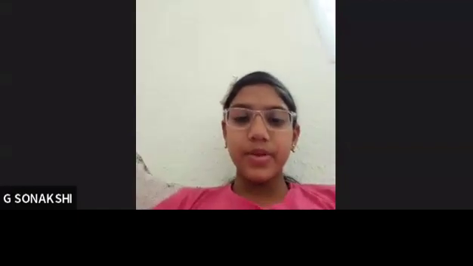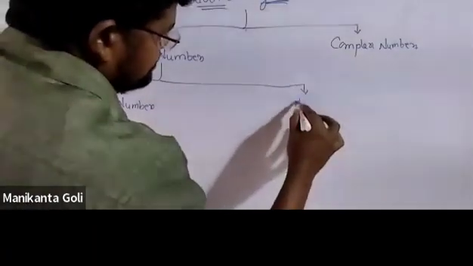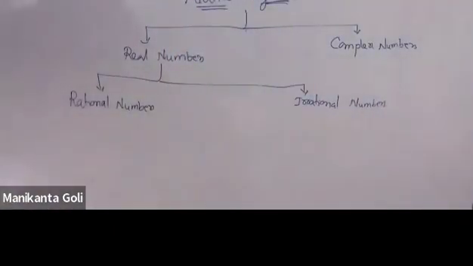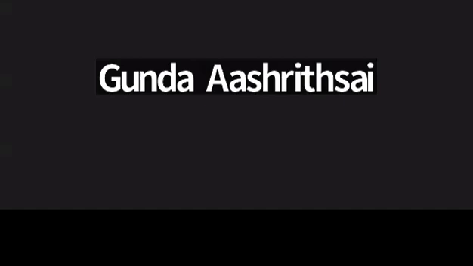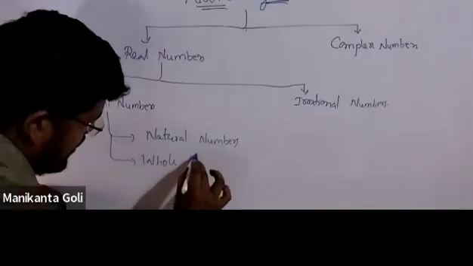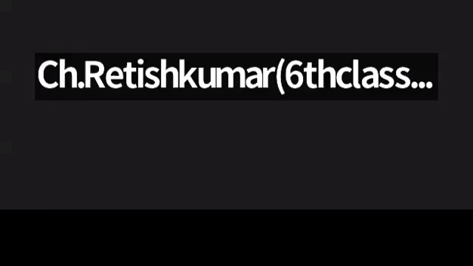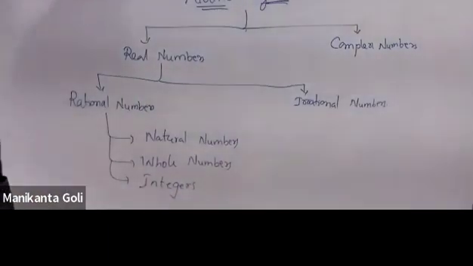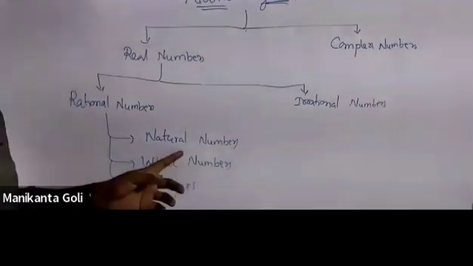Rational numbers and irrational numbers. Again, this rational numbers is divided into three types: natural numbers, whole numbers, and integers.